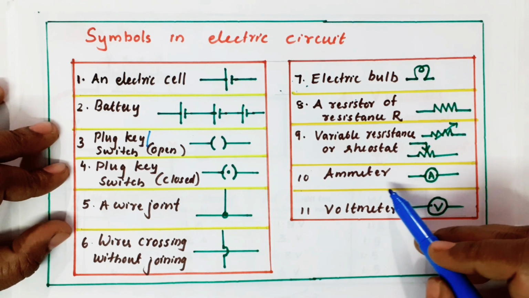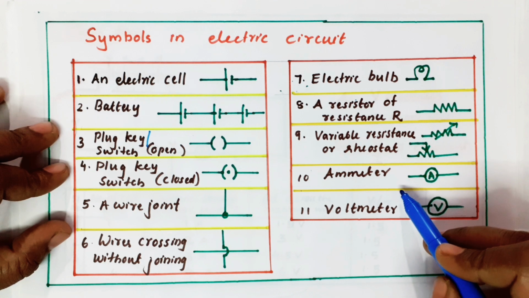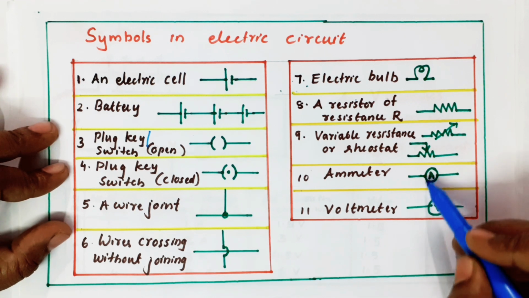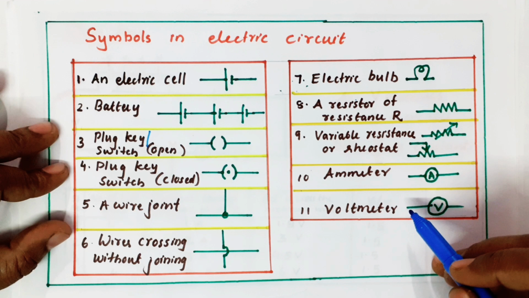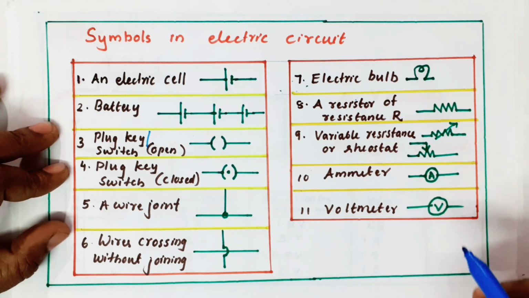Now another one is the ammeter. I discussed in the previous video what an ammeter is. It is an instrument used to measure current. The symbol is the letter A inside a circle. Voltmeter is the device used to measure potential difference, with the symbol V.